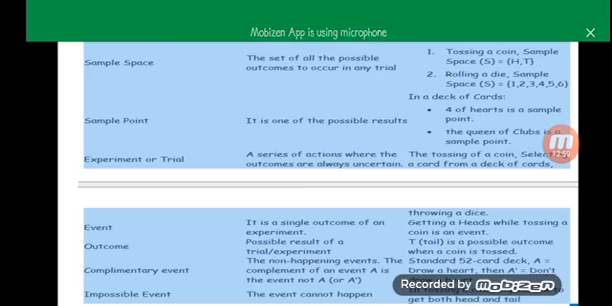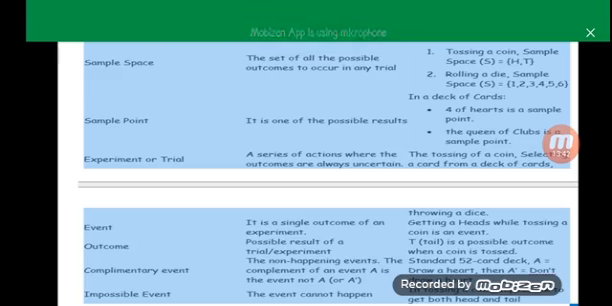Now, experiment or trial. This is a series of actions where the outcomes are always uncertain. An experiment, we all know as scientists, every experiment we do, there is always no certainty that this is what will happen. It is when it eventually happens that we can say for sure that this is what has happened. So we also talk about an event, which is a single outcome of an experiment. So when you perform an experiment, what eventually happens is an event. So what finally happens is actually an event.